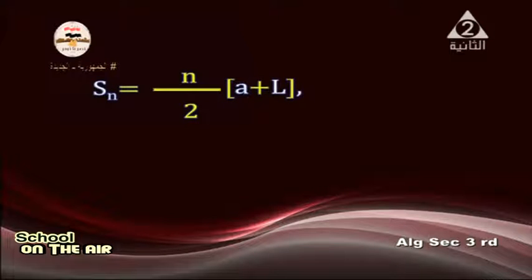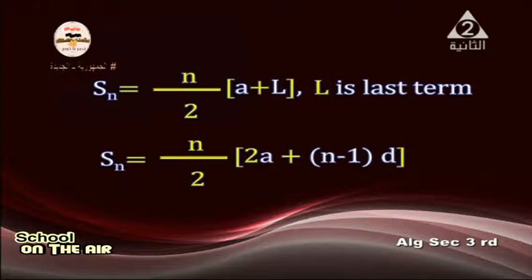Summation Sn equals n over 2 multiply bracket contains A plus L. N represents number of terms, A first term, L last term. Also, second rule of summation, Sn equals n over 2 multiply bracket contains 2A plus n minus 1 multiply D.